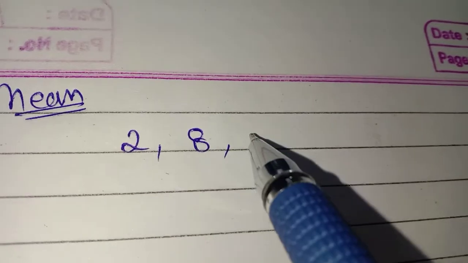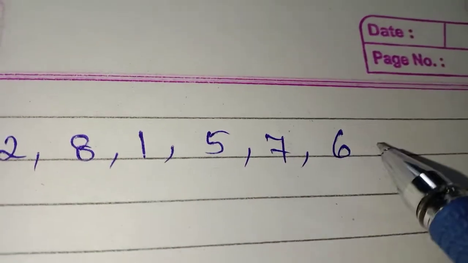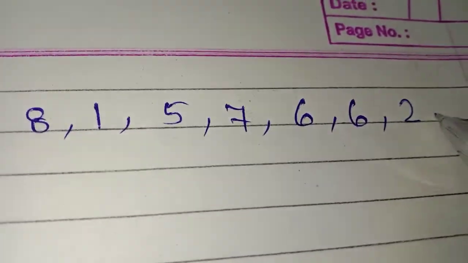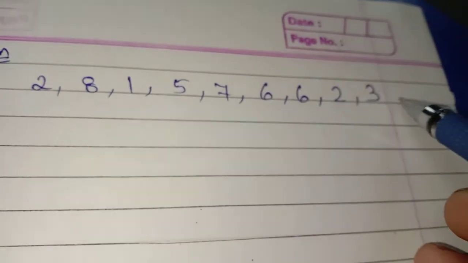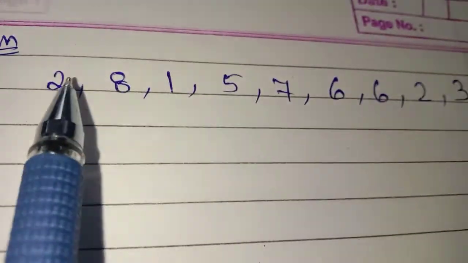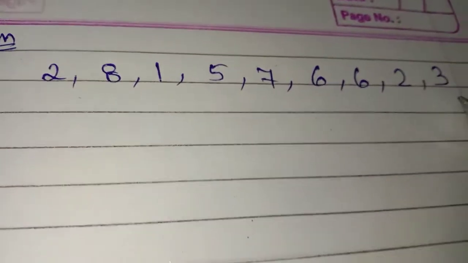Let me explain by giving an example. Suppose I am writing some observations here. How to find mean? We are given 2, 8, 1, 5, 7, 6, 6, 2, 3. So this is the set of observations given. We have to find the mean of the given observations.